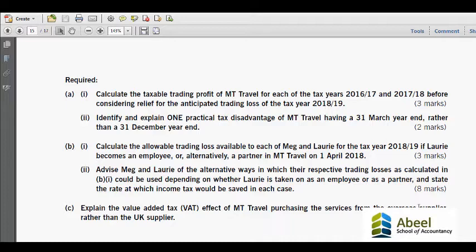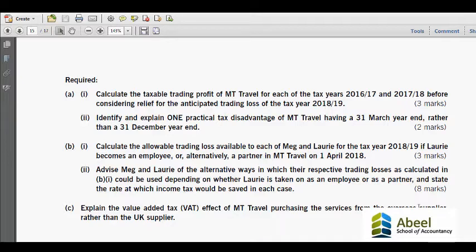Okay, next, see what happens. Point 2. We will be reading the data and then we'll come to know what sort of discussion this is, because this will be very interesting. What sort of losses for employees? Let's read the requirement more. B, requirement 2: advise Meg and Laurie of the alternative ways in which their respective trading losses as calculated in B1 could be used depending on whether Laurie is taken on as an employee or as a partner. State the rate at which income tax would be saved in each case.